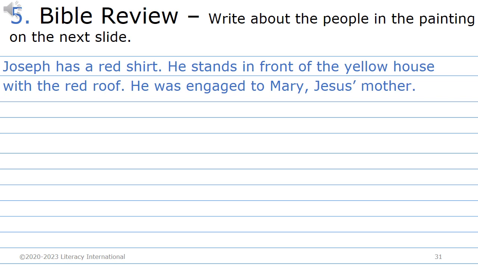5. Bible review. Write about the people in the painting on the next slide. For example, Joseph has a red shirt. He stands in front of the yellow house with the red roof. He was engaged to Mary, Jesus' mother.